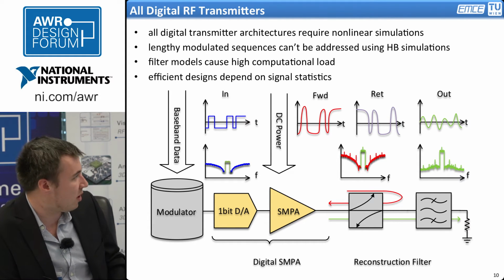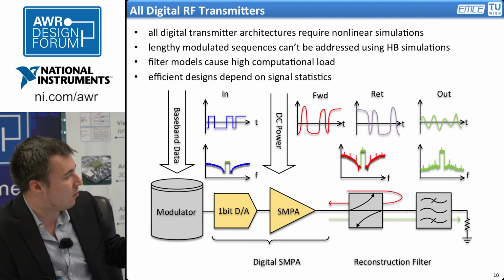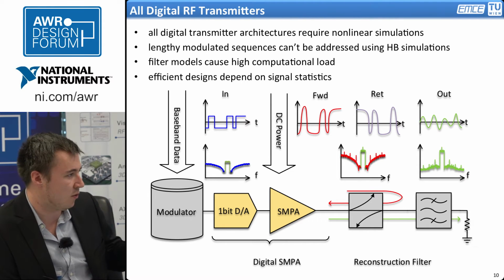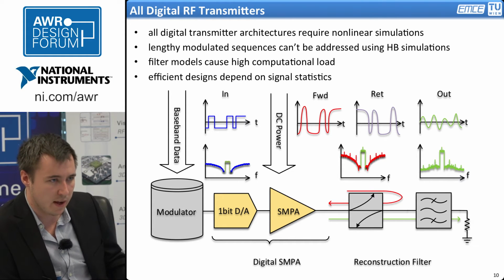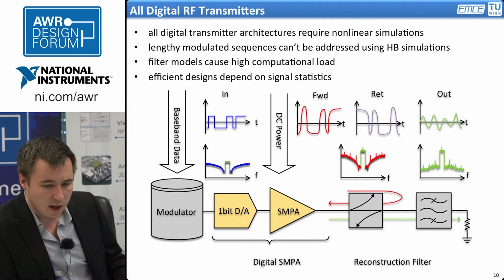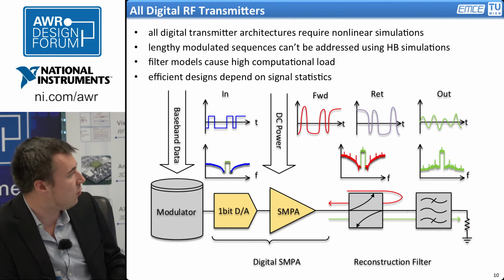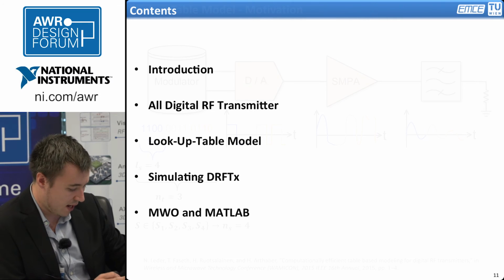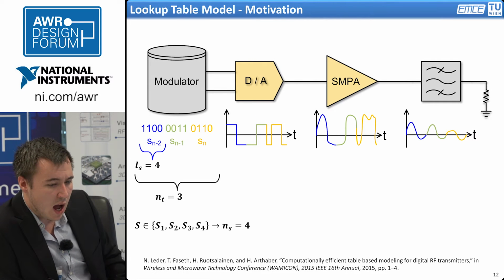And as my colleague already demonstrated, for building a really good design for such an all-digital RF transmitter, we need the statistics of the symbols and the excitation sequence, so we cannot oversimplify these kinds of components. And the idea is now to have a twofold approach, which is called the lookup table model. And this is what I want to address in the next few slides.